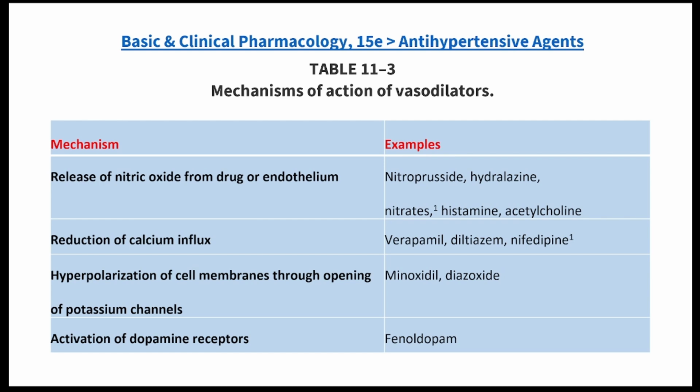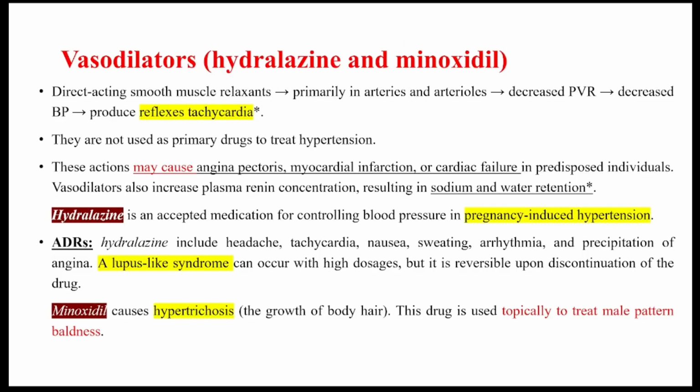We have some examples here of mechanisms of action. Some medications, nitroprusside and hydralazine, work on the release of nitric oxide from the endothelium. Some affect calcium, verapamil and diltiazem. Hyperpolarization, minoxidil and diazoxide, and activation of dopamine receptor, we have fenoldopam. Vasodilation, we have two medications here, hydralazine and minoxidil.